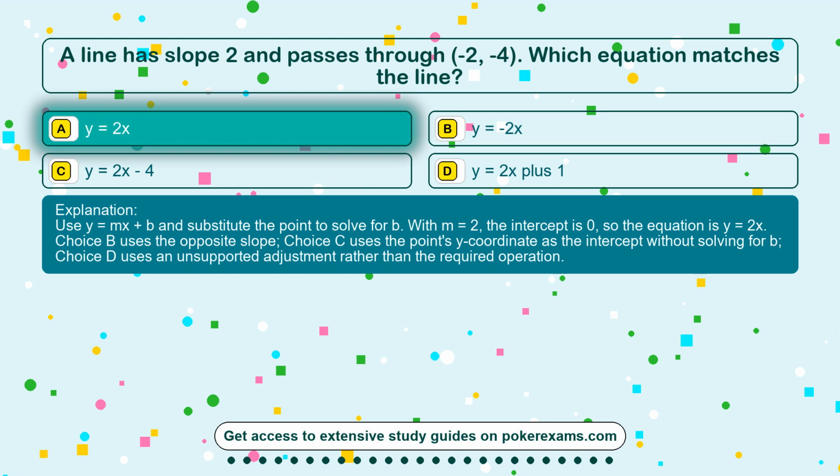Choice B uses the opposite slope. Choice C uses the point's y coordinate as the intercept without solving for b. Choice D uses an unsupported adjustment rather than the required operation.